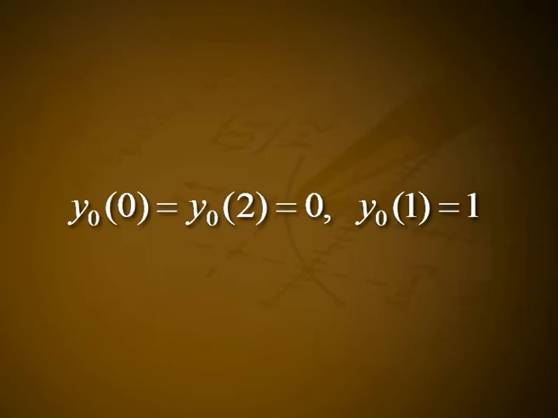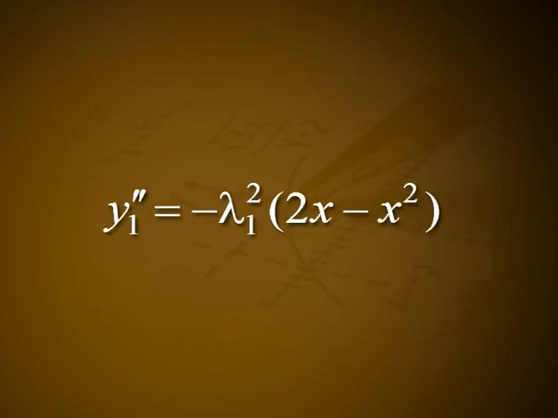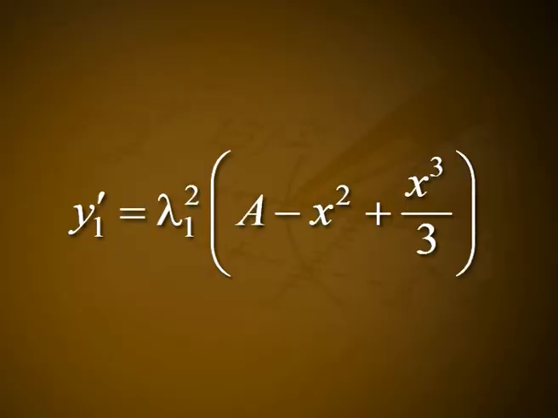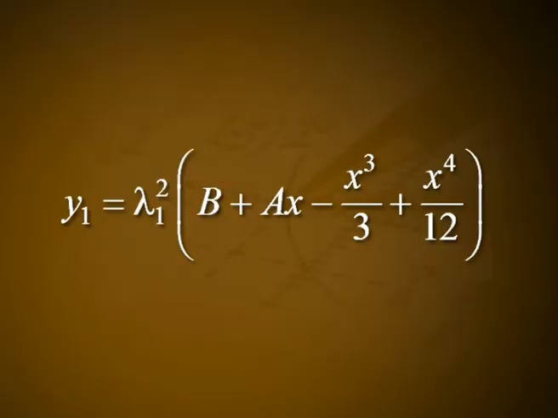We start with y_0 = 2x - x², that fulfills y_0(0) = y_0(2) = 0, y_0(1) = 1. Then y_1'' = -λ_1²(2x - x²), integrating y_1' = λ_1²(a - x² + x³/3). Again integrating, we obtain y_1 = λ_1²(b + ax - x³/3 + x⁴/12).